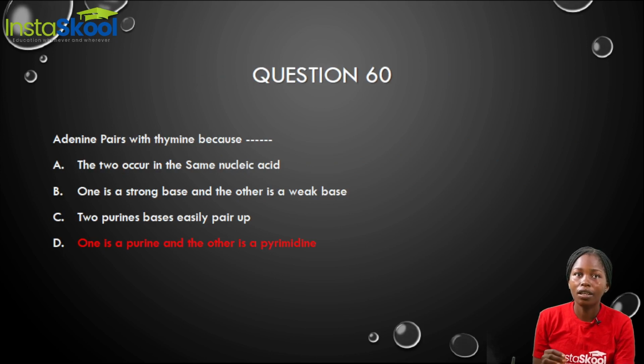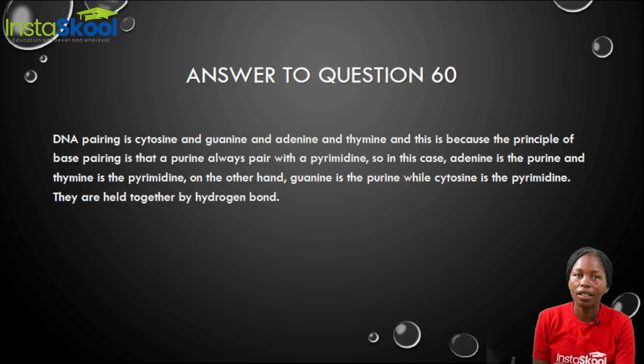So our answer is option D. One is a purine while the other is a pyrimidine. And as I just said, adenine is the purine while thymine is the pyrimidine.